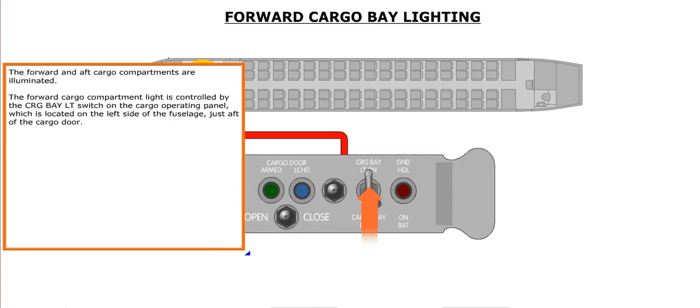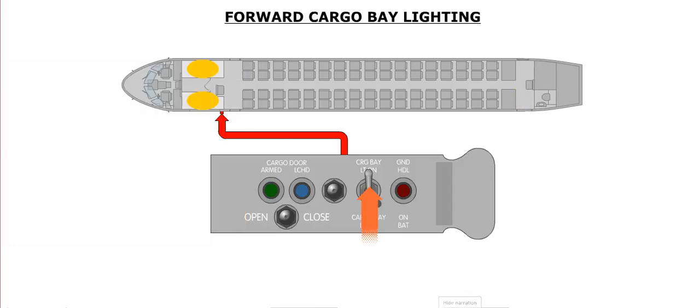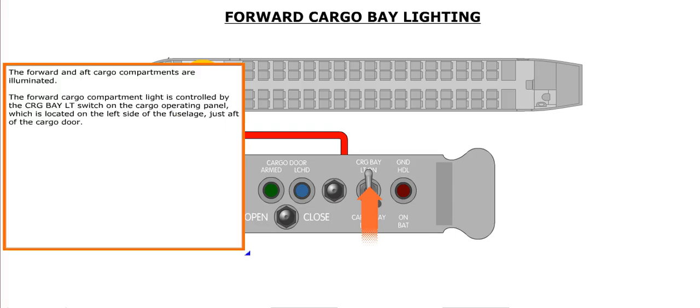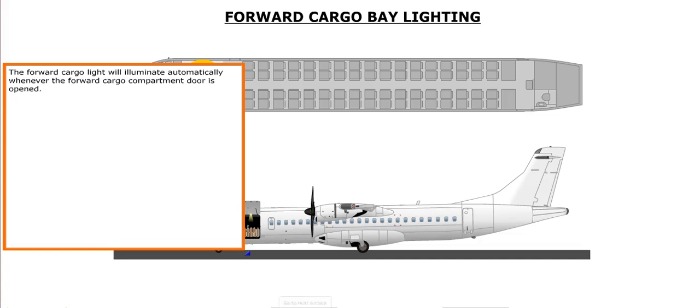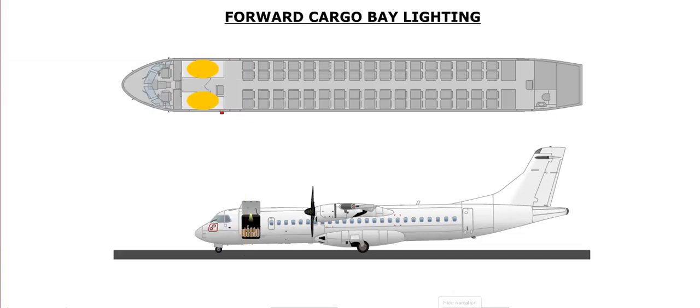The forward and aft cargo compartments are illuminated. The forward cargo compartment light is controlled by the cargo bay light switch on the cargo operating panel, which is located on the left side of the fuselage, just aft of the cargo door. The forward cargo light will illuminate automatically whenever the forward cargo compartment door is opened.